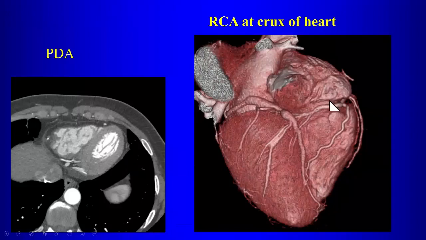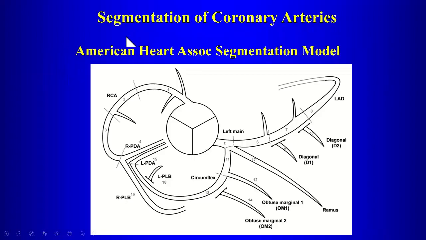All right, so there can be some variation there. Sometimes you don't have a well-defined PDA. In this example, there's more than one vessel you see here going towards the PDA territory. So you might have this also, where there isn't one well-defined PDA, but there are multiple vessels here going towards the PDA territory. It's still a dominant right coronary artery. You could see it's still supplying the PDA territory and still supplying the posterior wall of the left ventricle, okay?